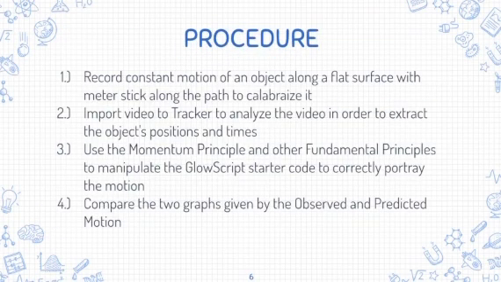Once I understood the applications of these fundamental principles, I began with the procedure of this lab. The first step was to record a constant motion of an object along a flat surface with a meter strip along the path to calibrate it. Then I imported a video into Tracker to analyze the video in order to extract the object's position and times. Then I used the momentum principle and other fundamental principles to manipulate the glow strip starter code to correctly portray the motion. And then I compared these two graphs that were given by the observed and predicted motion.